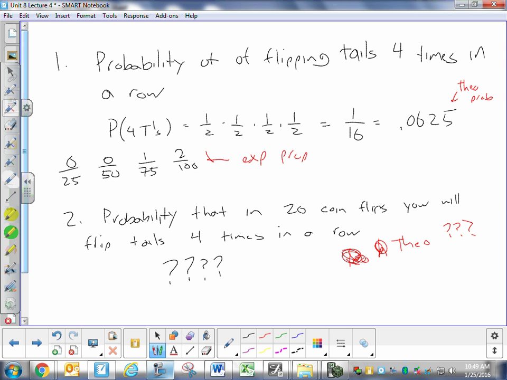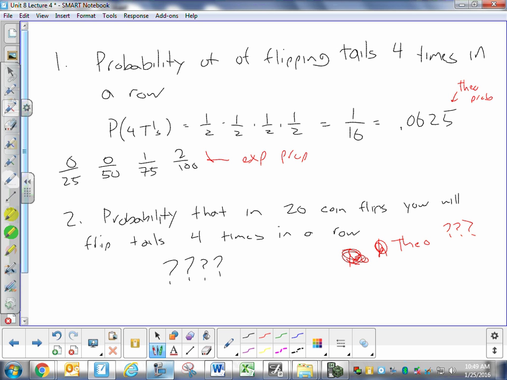But let's just say, screw it. It's too complicated. I want to get into it. If we do trials and simulate it and look at our experimental probability, what we will find is that as long as we do enough trials, we will find pretty much what the theoretical probability is going to be.